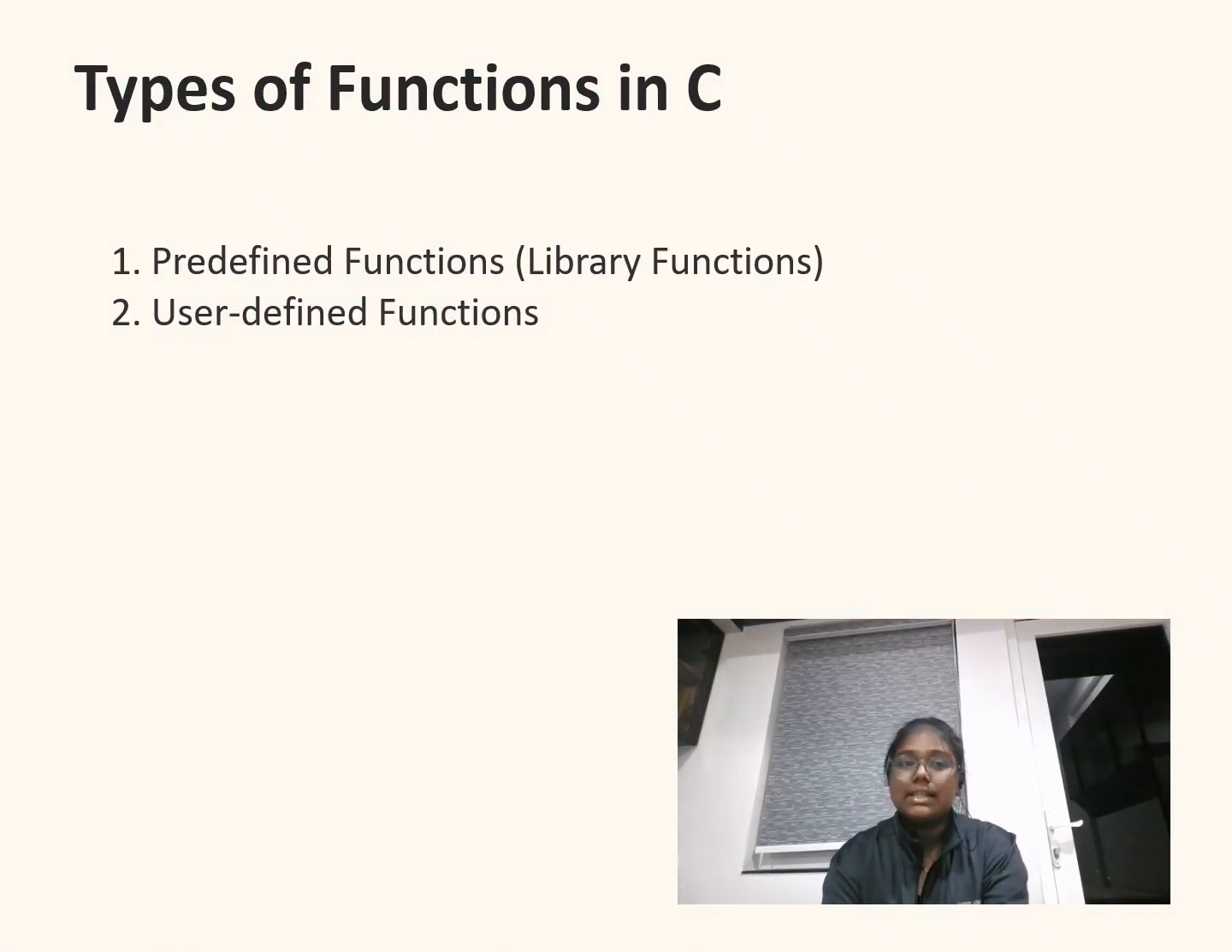Types of functions in C. In C, there are mainly two types of functions. That is, predefined or library functions and user-defined functions, which are created by the programmers themselves.